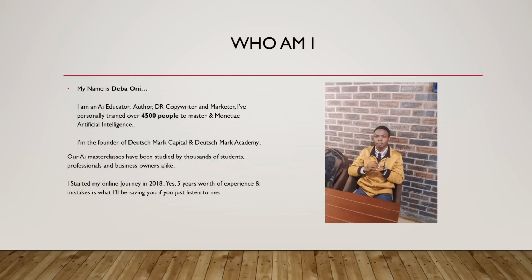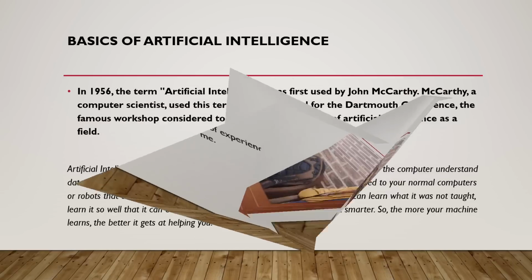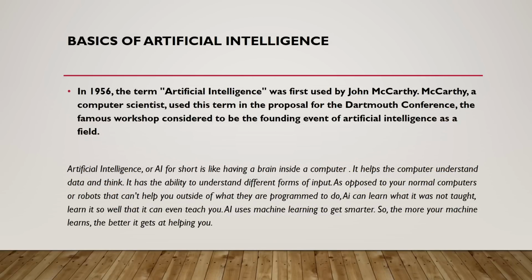So, who am I? My name is Deba Oni. The full name is Osadeba Menfevo Oni, right? I am an AI educator, an author, a direct response copywriter, and a marketer. I've personally trained over 4,500 people to master and monetize AI in the last 2 years. I'm the founder of Deutschmark Capital and Deutschmark Academy. Our AI masterclasses have been studied by thousands of students, professionals, and business owners alike. But my actual online journey started in 2018. And yes, that is 5 years worth of experience and mistakes that I'll be saving you if you listen to me.